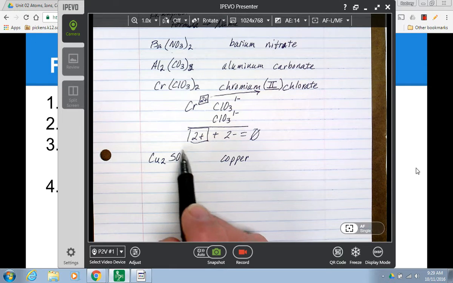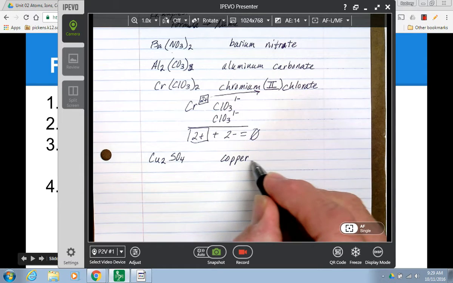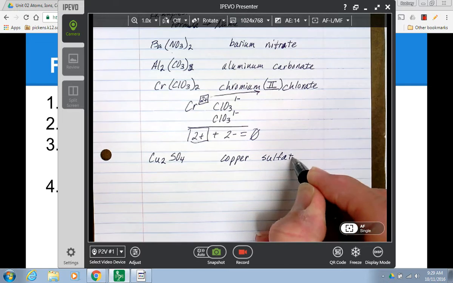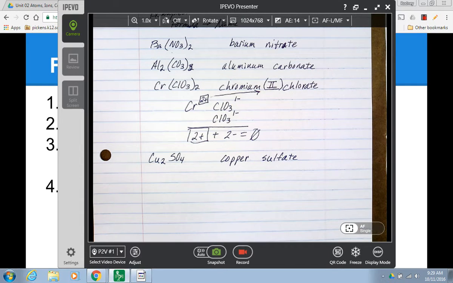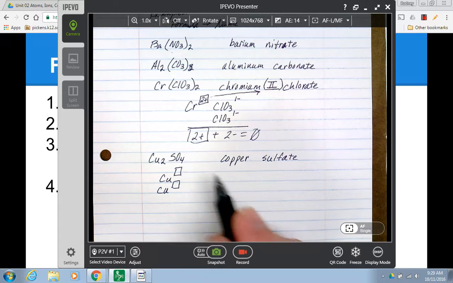But you see this group together and you ought to recognize it. Look it up on your polyion sheet and you'll find the name of it. And this one, again, leave a space, and it is sulfate. ATE ending on that one as well. Now what we have to do is figure out what's going to be the charge on our copper. So we go back, we write Cu, and we write another Cu, and we're going to try to figure out what's going to be the charge on each copper.